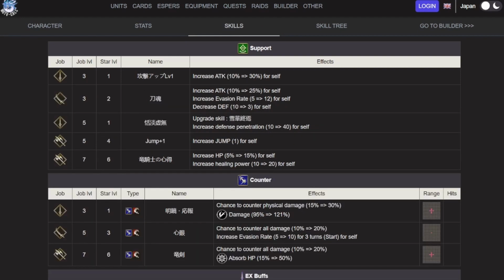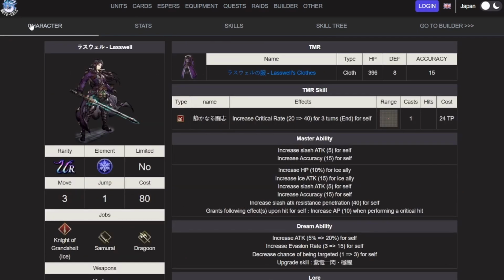And then for Lasswell, let's talk about his brother. Because his brother also got a really similar treatment. Lasswell is a first generation unit, so he's been around for a while, but he's also kind of the secondary protagonist of the original FFBE game. And what he's getting from his Dream Awakening is going to be 20% attack.